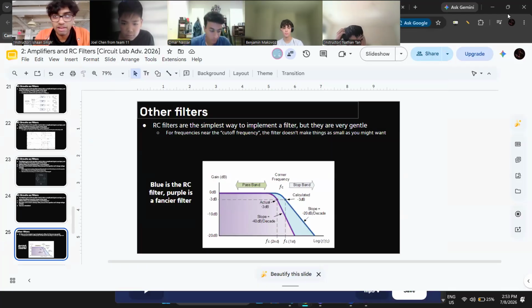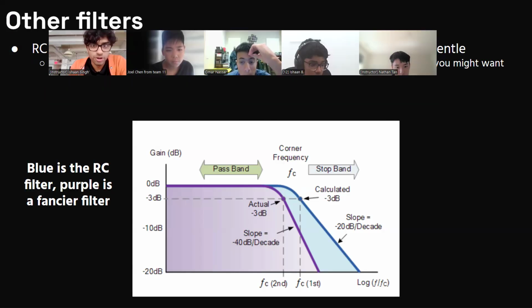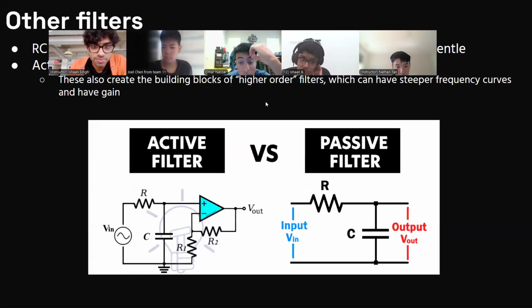If I were to make a graph of the amount of voltage that gets through as a function of frequency, the RC filter looks something like the blue curve. But if we have a fancier circuit, then you can get the purple curve, or you can get even steeper response functions. Those fancier circuits generally fall into a category called active filters, and they need an op-amp.